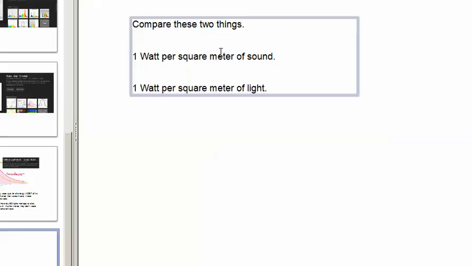Alright, I wanted to give a kind of comparison of two things that seem kind of unrelated, but 1 watt per square meter of sound and 1 watt per square meter of light.